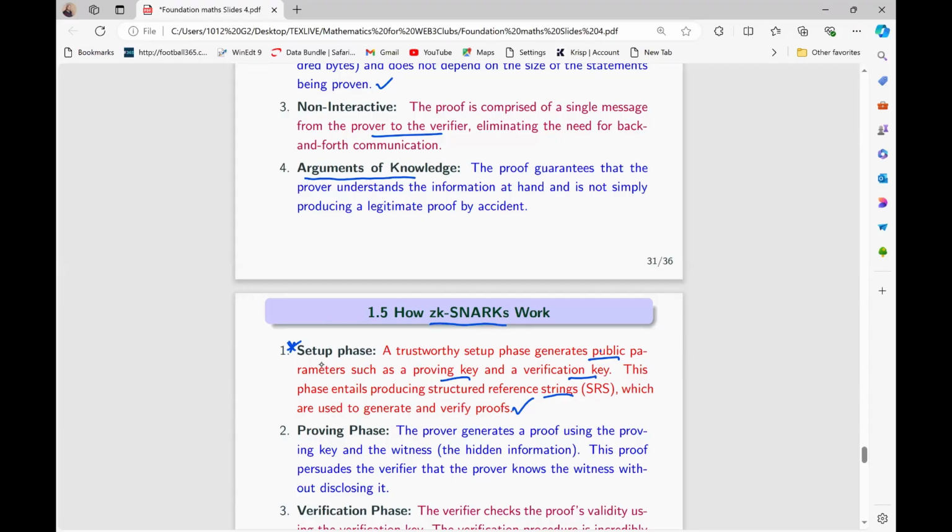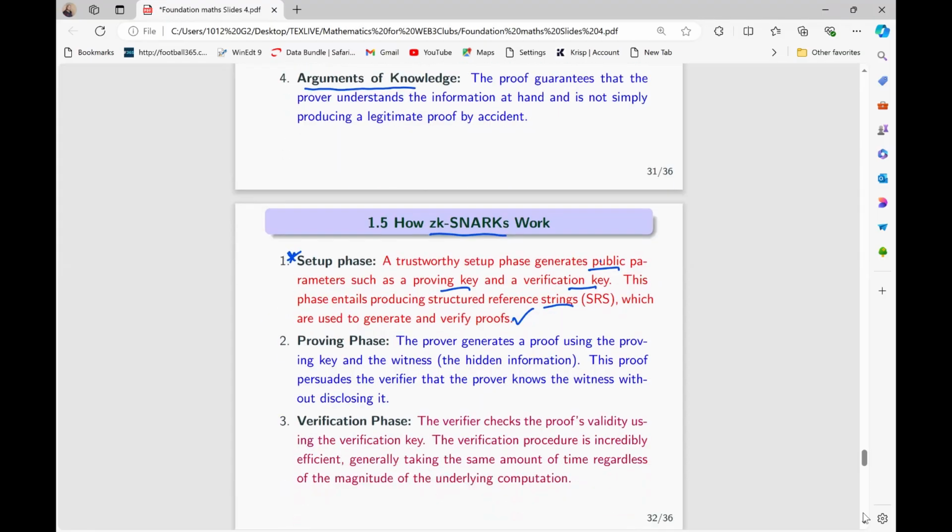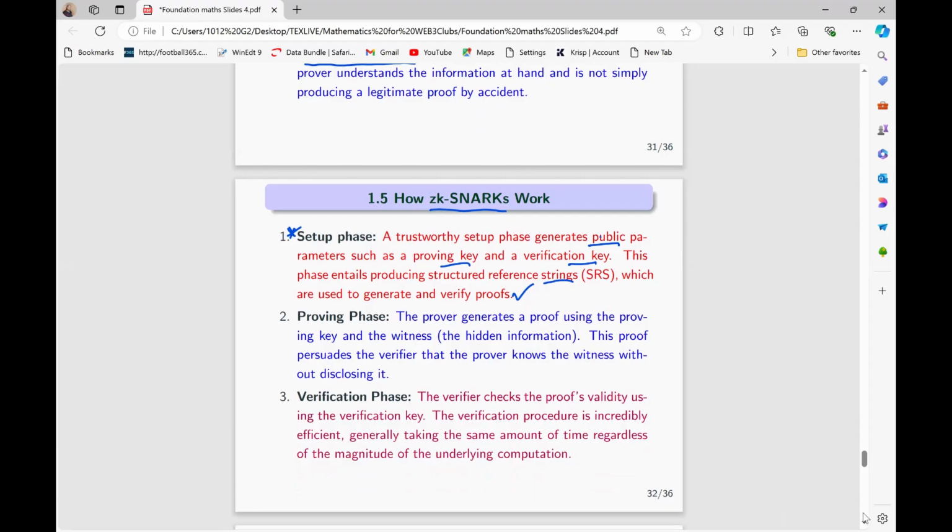Then after the setup phase, we have the proving phase. Now the prover generates a proof using the proving key that was generated here. The prover generates a proof using the proving key and the witness, which we've said is the hidden information. This proof is supposed to persuade the verifier that the prover knows the witness without disclosing it.